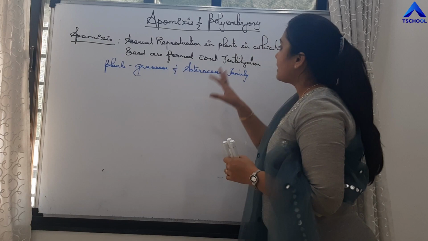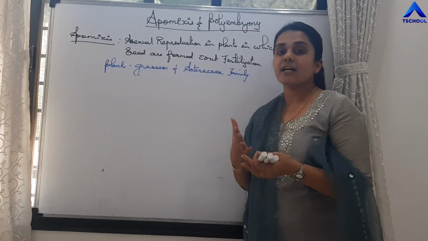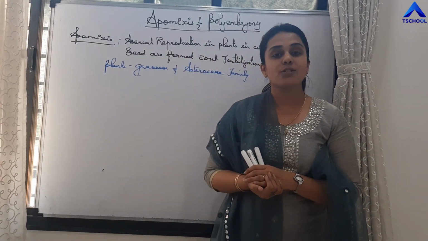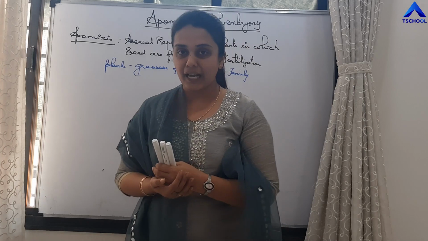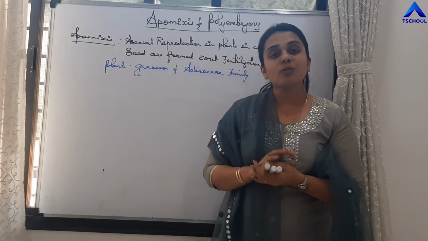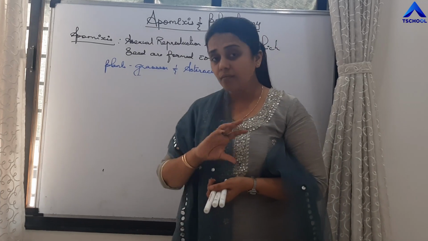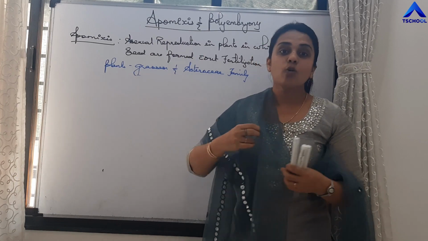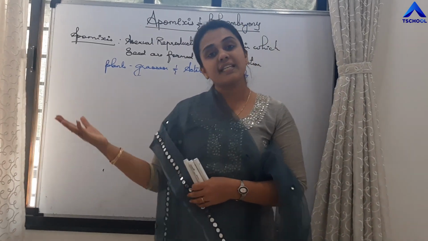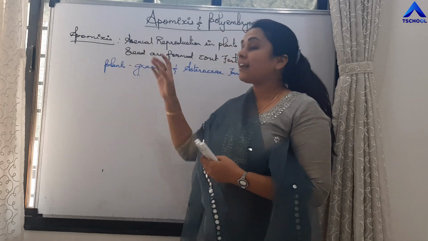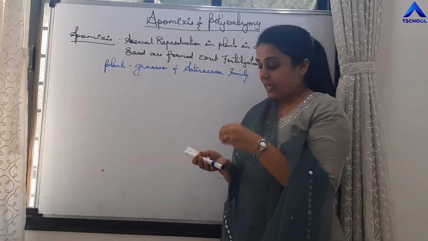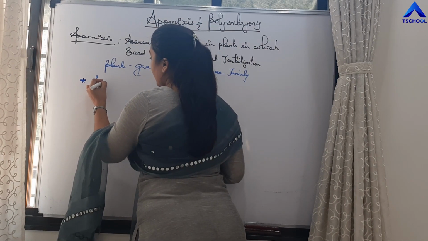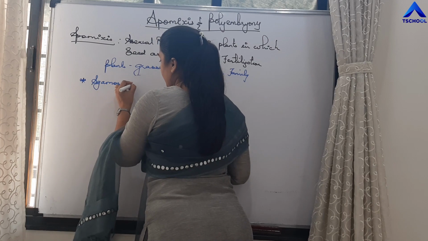So this is asexual reproduction in plants in which seeds are produced without fertilization. What we have studied is, when there is fertilization, when there is fusion of male and female gamete, that is syngamy followed by triple fusion, then only there will be development of embryo and the ovule will form into a seed. But in this case, the ovule is going to develop into a seed without fertilization. That is called as apomixis. And how is this apomixis functioning? By the mode of agamospermie.